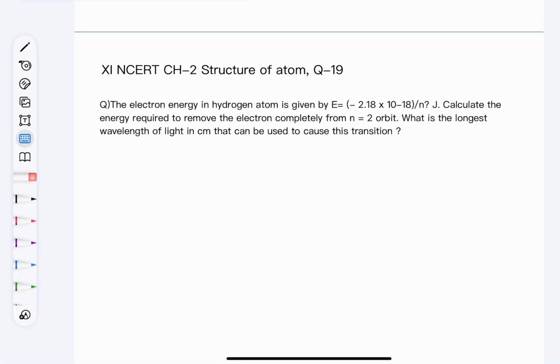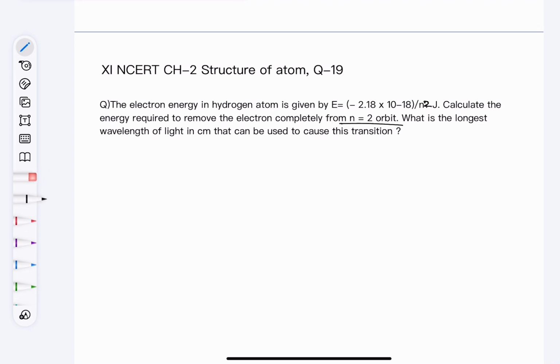Okay students, let us try to solve this question. It says the electron energy in a hydrogen atom is given by E equals minus 2.18 into 10 to the power of minus 18 divided by n square joules. Calculate the energy required to remove the electron completely from orbit number 2.